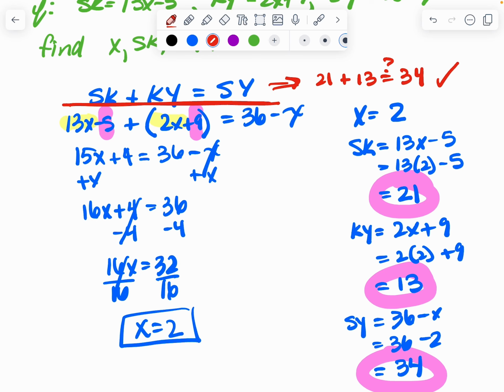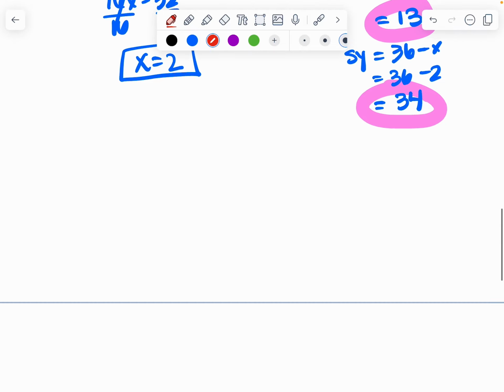Are there several steps? Yes. Are they difficult steps? No. It's solving an equation, which we've practiced for the last week and you've done for 2 years, and then it's substitution, all of which you are capable of doing. Let's do another one.